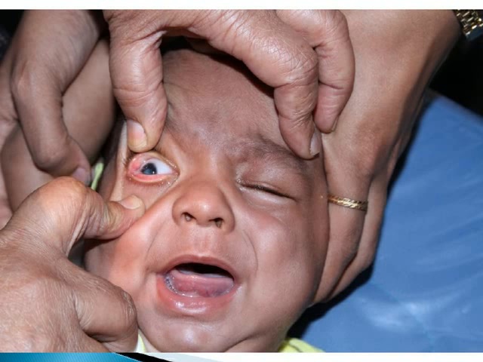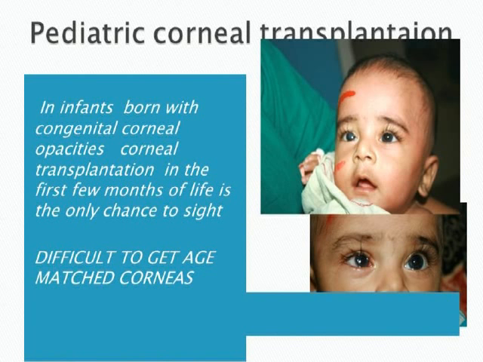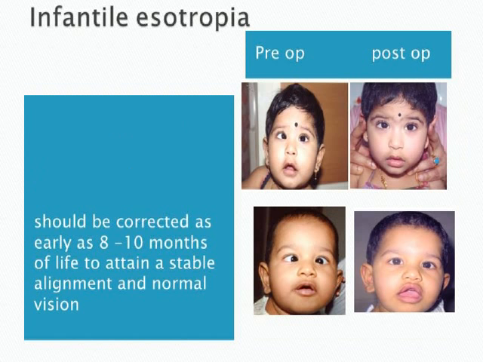Bilateral congenital cataract has to be operated in 4 to 6 weeks of time. This child had presented with bilateral congenital corneal opacities and underwent bilateral cornea transplant. In infants born with congenital corneal opacities, corneal transplantation in the first few months of life is the only chance of sight. And one word about pediatric squints. Infantile esotropia should be corrected as early as 8 to 10 months of life to attain a stable alignment and normal vision.